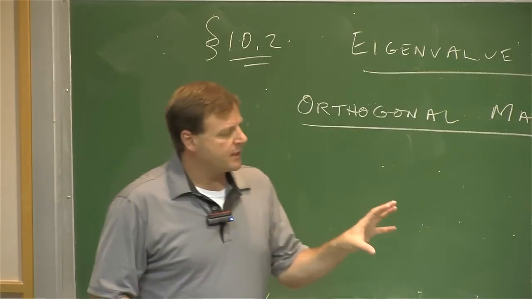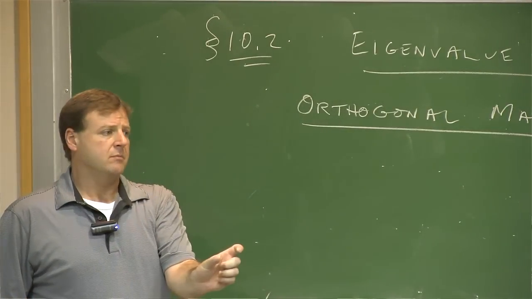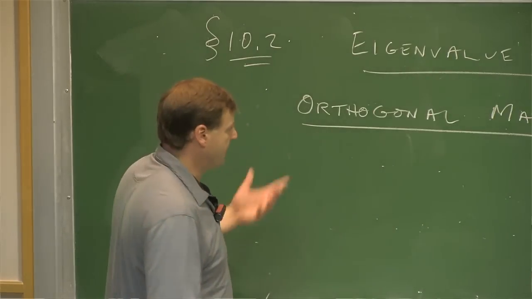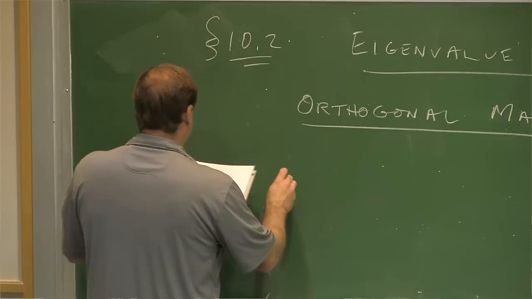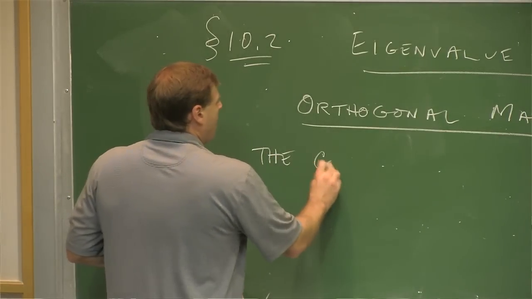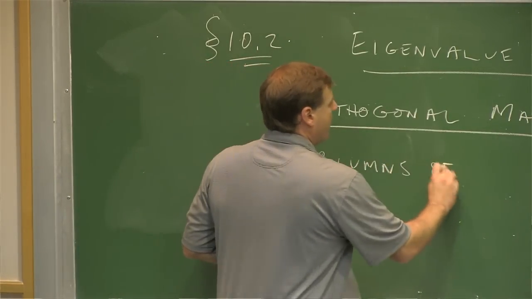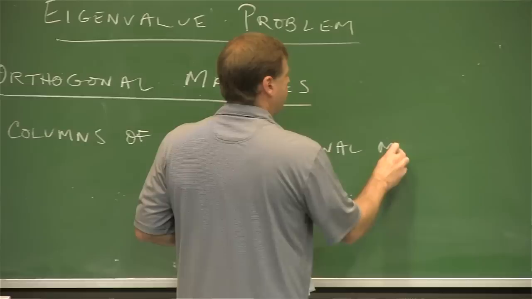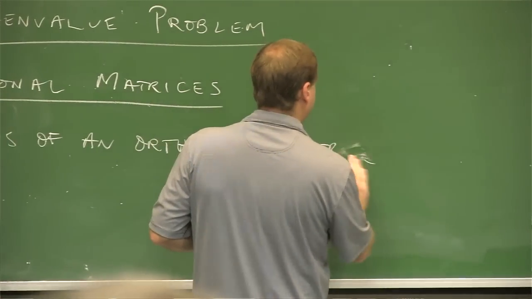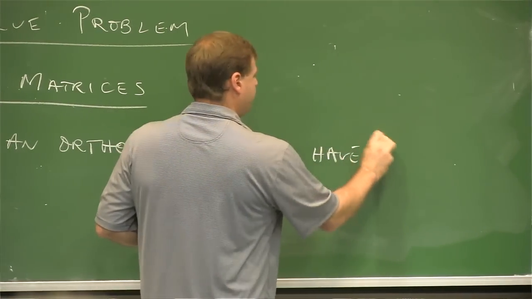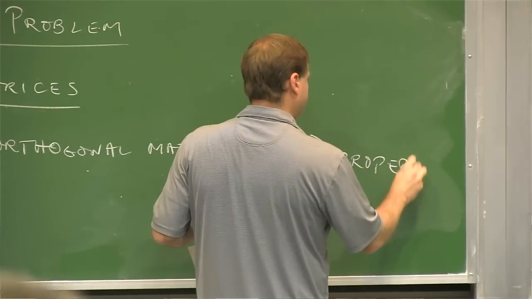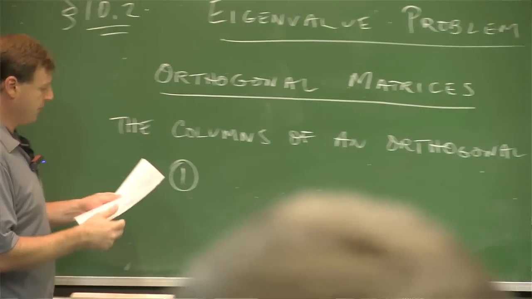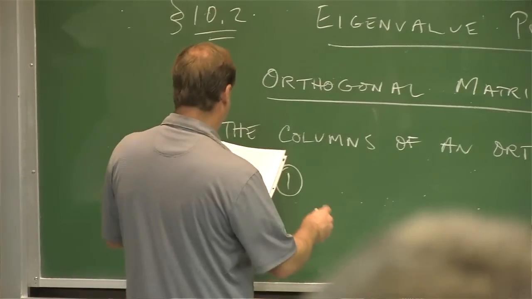Well, remember, within a matrix, each little column is a vector. So what this is going to mean is that the vectors in the columns are orthogonal. And then it's going to mean something a little extra too, but I'll tell you now. So the columns of an orthogonal matrix have two properties. The first one is that the columns are orthogonal. That's where the word comes from.